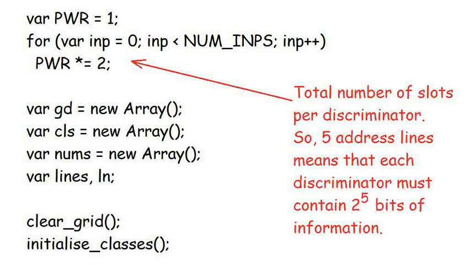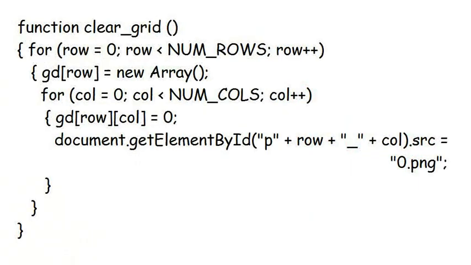The array nums is used in assigning pixels on the grid randomly to the input lines of discriminators. I'll explain why we need that in a minute. Finally, the variable lines and ln will be needed when loading in data. They have to be global, so we set them up here. More on them later. Here's function clearGrid.